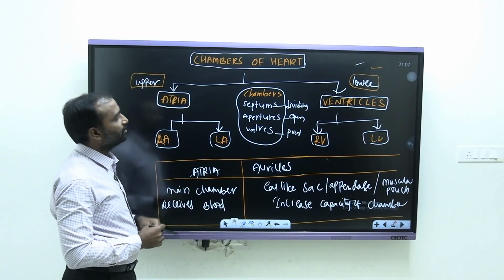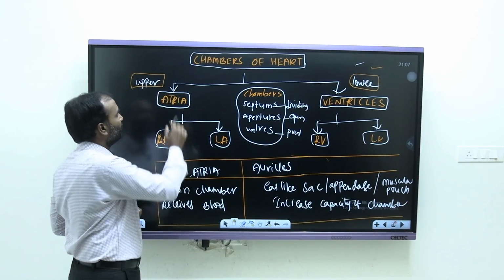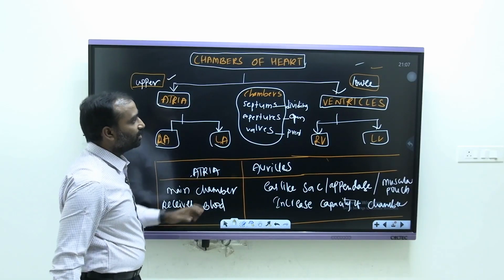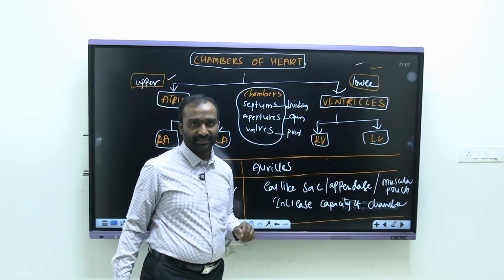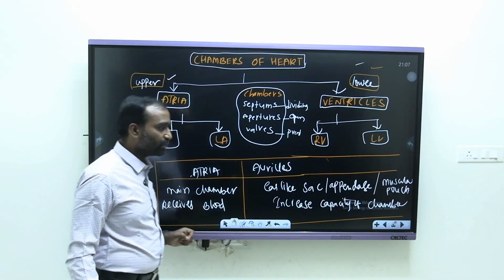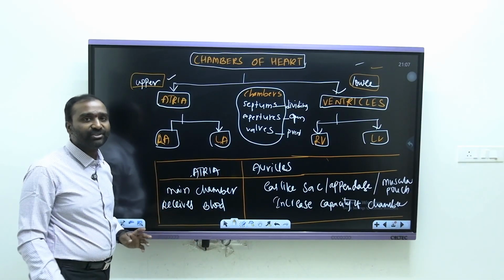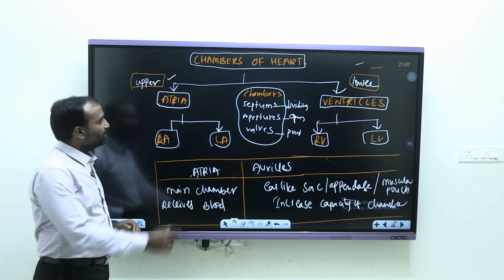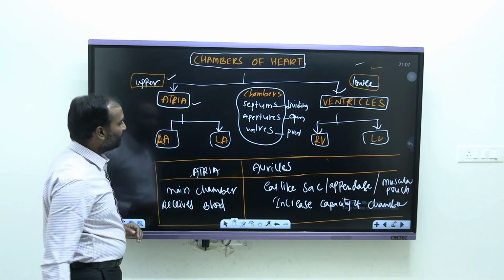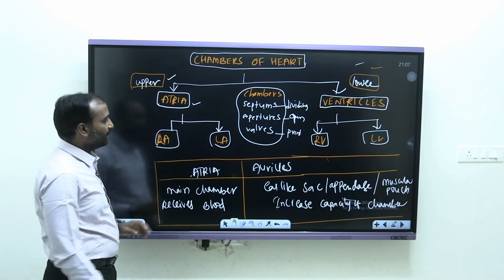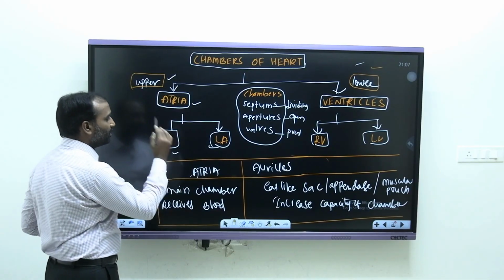First of all, as I have mentioned, chambers. Upper chambers are atria. Lower chambers are ventricles. Here also there is a little confusion between atria and auricles. What is the difference there? Obviously our atria are the upper chambers, and those are the left atrium and right atrium.